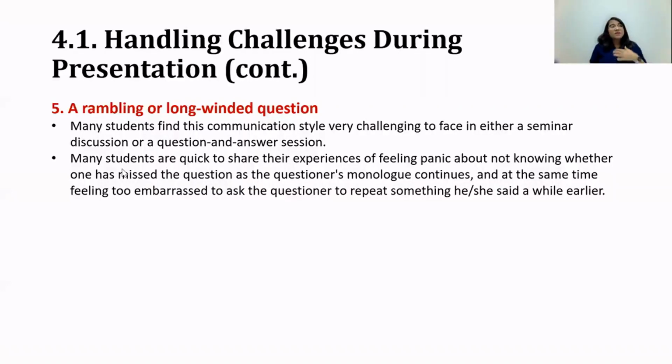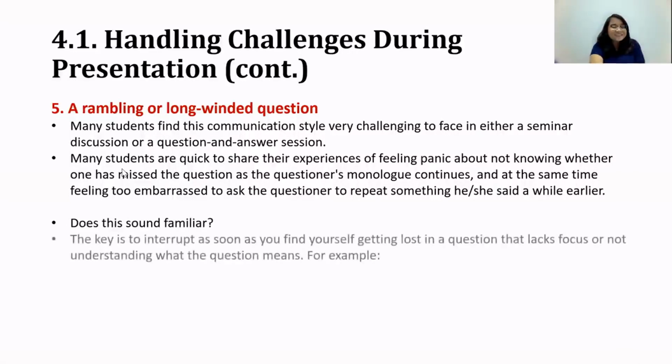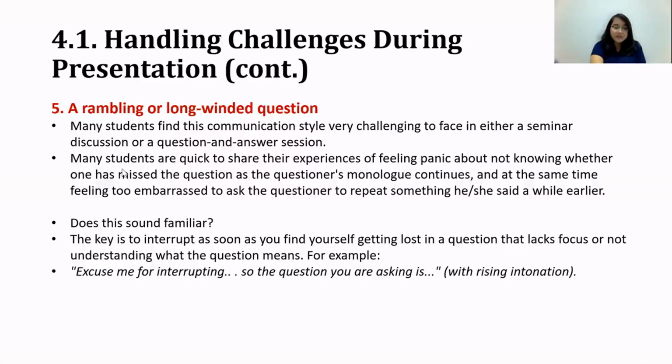So some students may think, so which one is the question? But I don't feel like it's okay to ask the questioner to clarify or to repeat the question. Does this sound familiar? The key is to interrupt as soon as you find yourself getting lost in a question, and that's okay. For example, you can say this: Excuse me for interrupting. So the question you are asking is, and then you say how you understand the question in the long-winded or rambling talk.